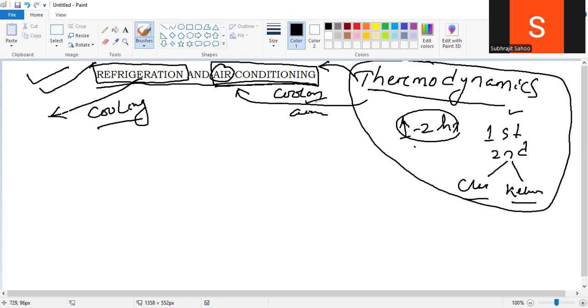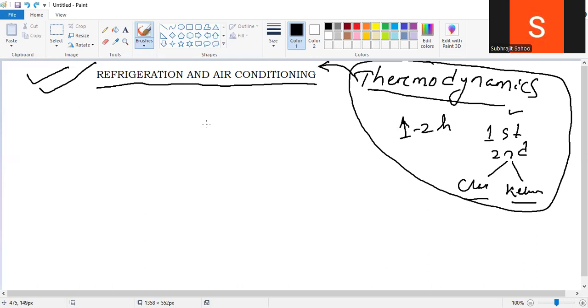Not only are we cooling the air, but we are also maintaining the water vapor level, I mean the moisture level, in the air. Air conditioning is a later topic, I will discuss it slowly. But here, the first part we will take is refrigeration. So in refrigeration, what topics are we going to discuss? Let me list them out first, then I will discuss one by one.